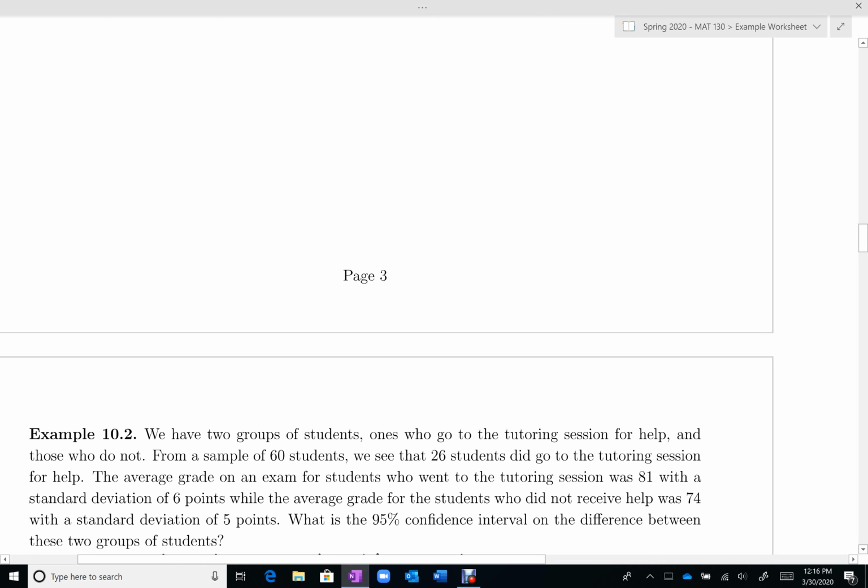All right, so in this second example for chapter 10, we are comparing the grades for two populations of students: one that goes to tutoring for help and the other that does not. So we're looking at two populations of students, one that goes to tutoring sessions for help and the second population that does not.